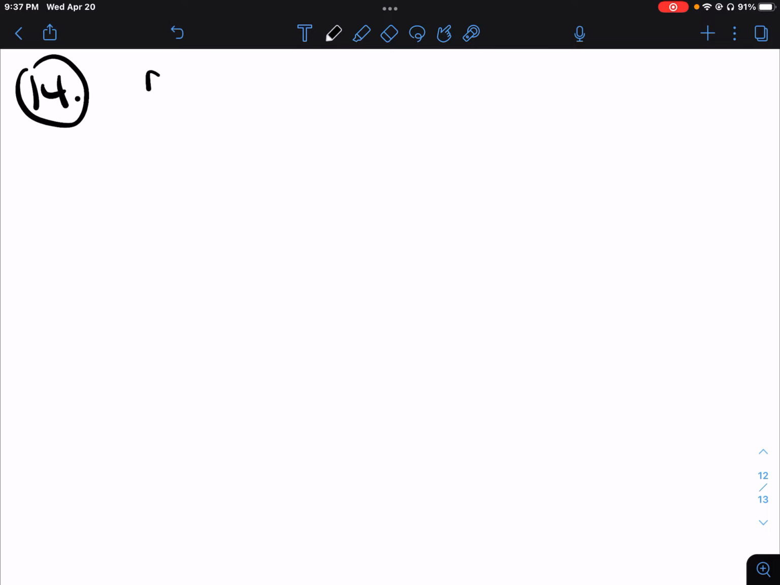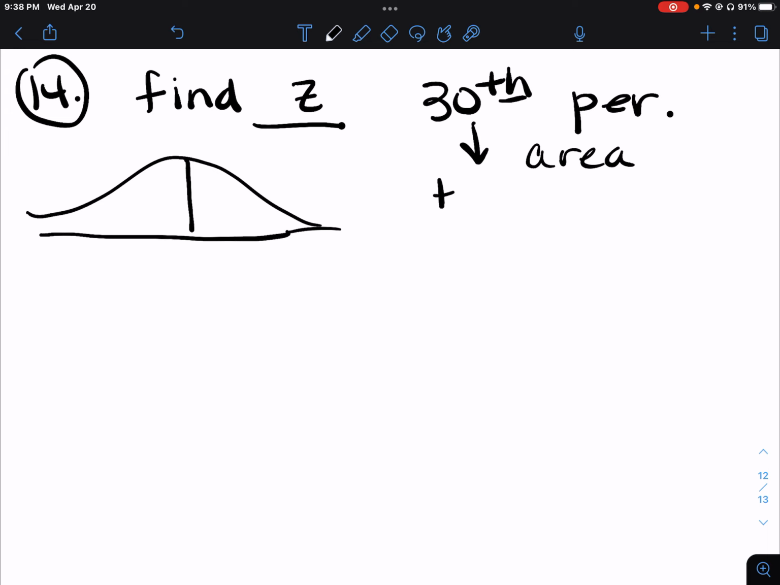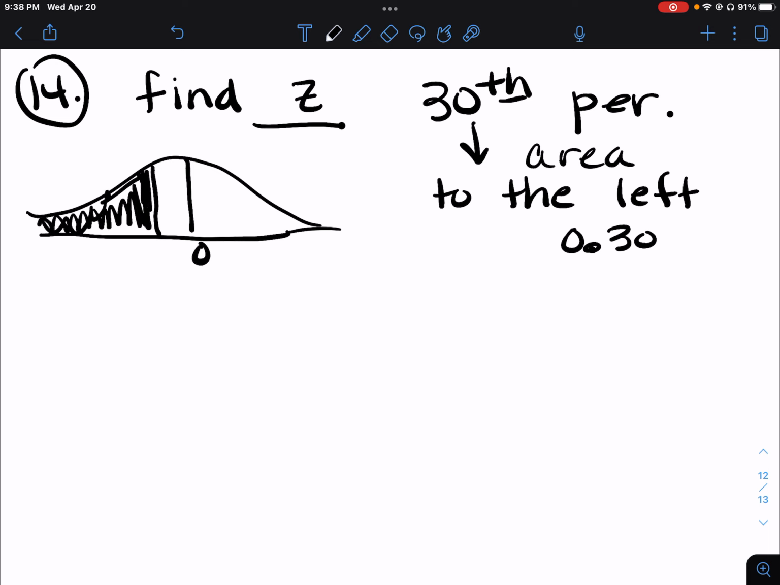Okay, 14, we're going to find Z this time for the 30th percentile. Okay, what does that mean? That means that area to the left is 30% or 0.30. Since 0.30 is less than half, that means the area is on this left side of 0. Remember, 0 cuts off half, 0.5. So we need to look on our negative side.